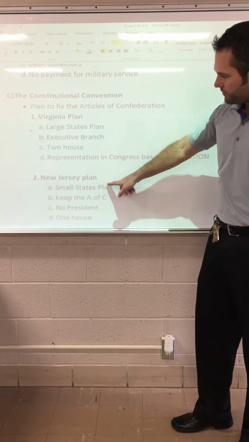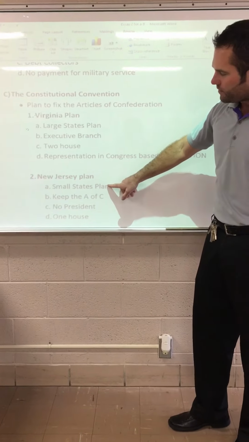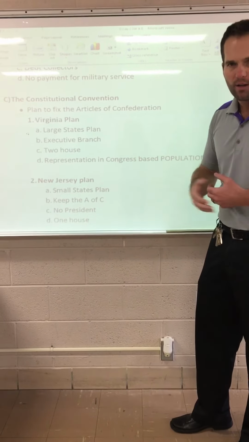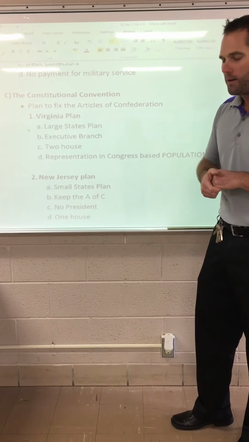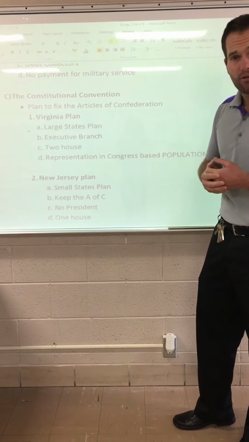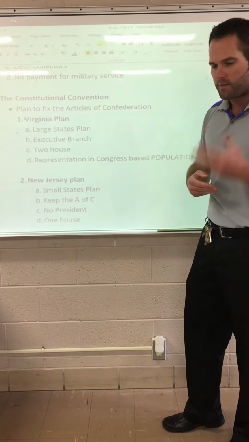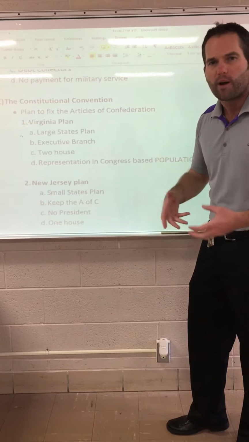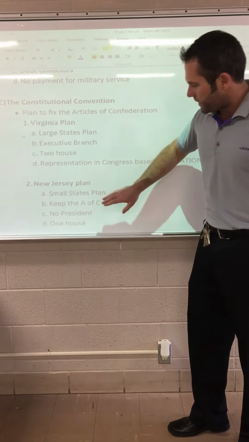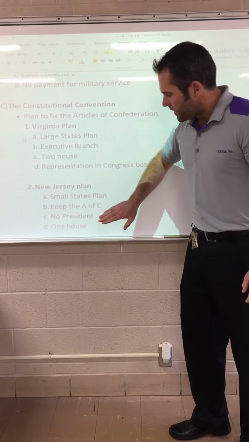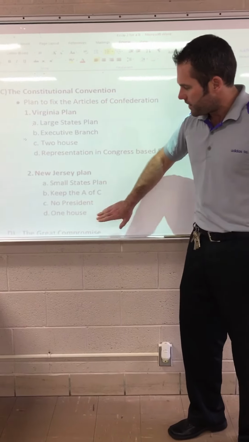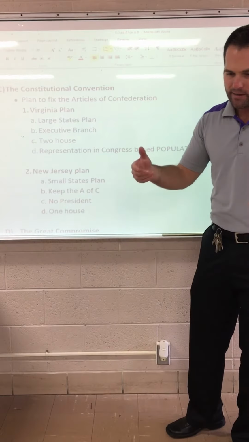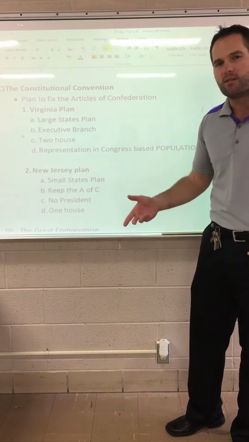The other plan is the New Jersey Plan. The New Jersey Plan is the small states' plan. We know that these states are going to fight for equality. They're going to fight to keep the Articles of Confederation because they know that if they have this bicameral Congress under the Virginia Plan by population, they're going to be overrun. So they want to keep the Articles of Confederation. They want to have no or multiple presidents, and they wanted a 1-house legislative branch with 1 vote for each state. It's the same as the Articles. We know that this doesn't work.